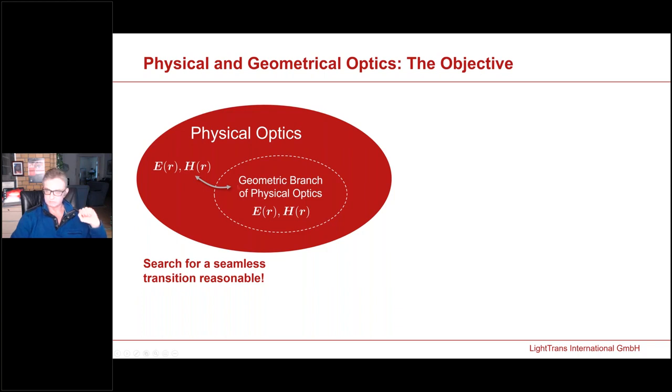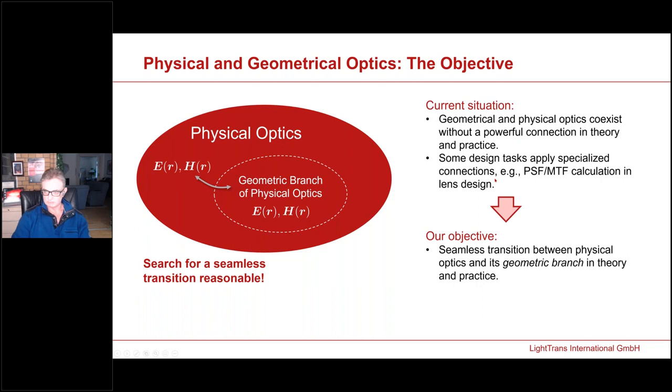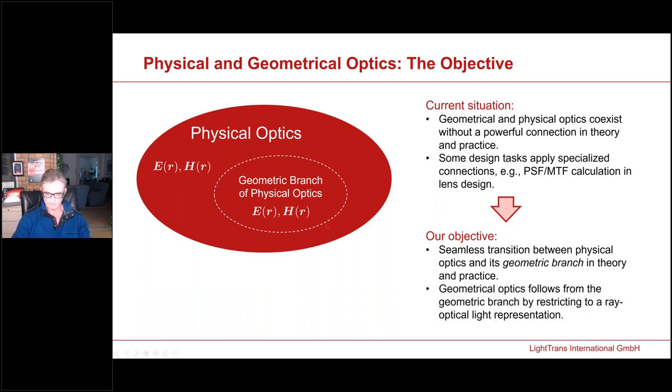So that's the goal. It means our current situation is not changed, but our objective changed. The seamless transition we are looking for is not the seamless transition between physical optics and geometrical optics, but the seamless transition between physical optics and its geometric branch in theory and praxis. I always emphasize theory and praxis because it makes no sense whatsoever to try to develop a software if you have not the theory to do that. Okay, so theory first, and then you can derive the software.